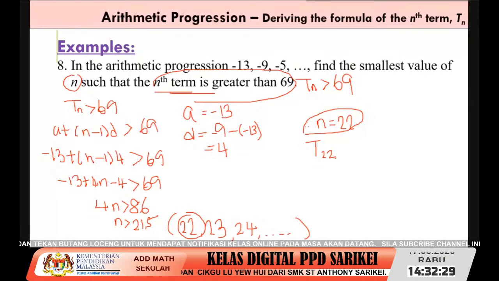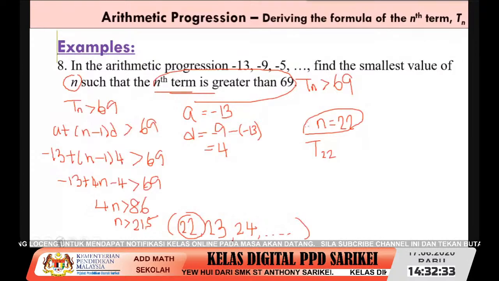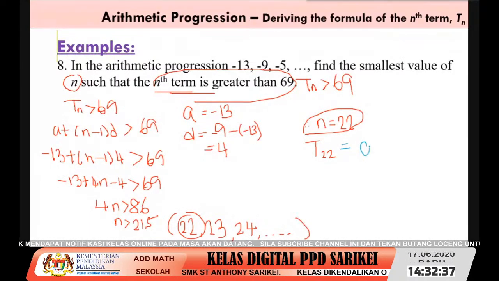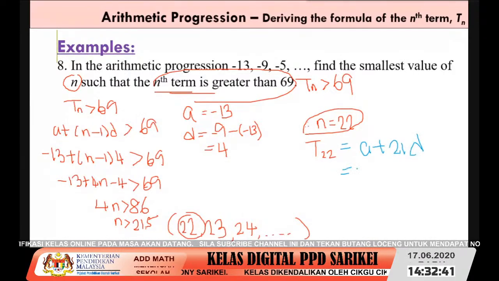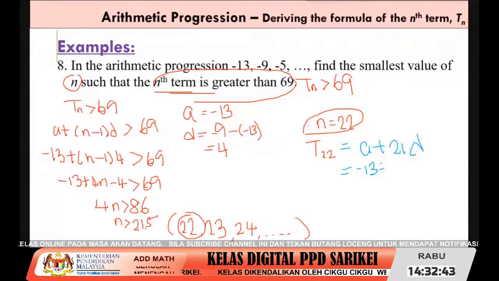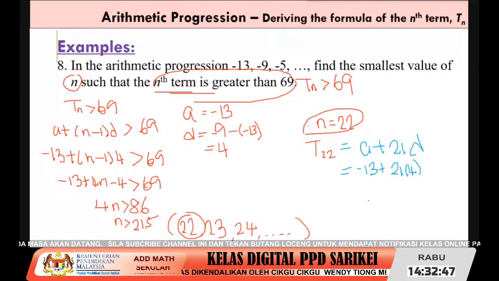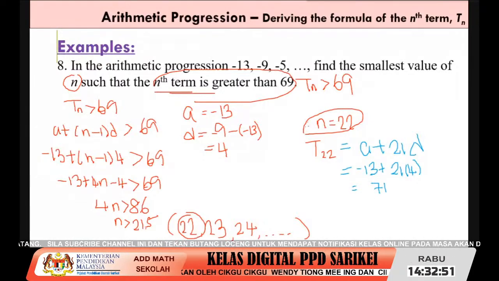22nd term, your value is greater than 69. So we can double check our answer. T21 equal to A plus 21D. We try. A is negative 13, plus 21 times 4. Negative 13 plus 21 times 4 is equal to 71.